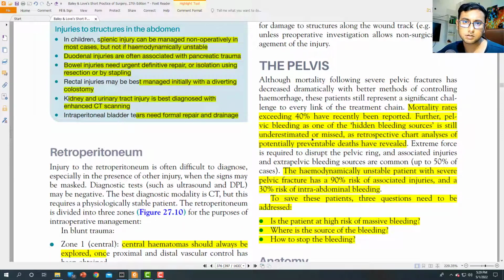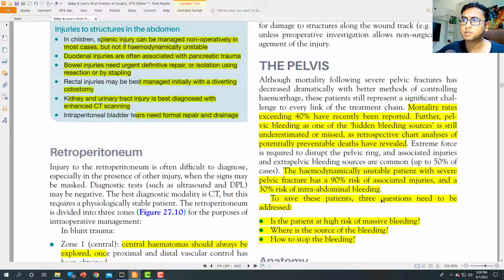Now the pelvis. Mortality rates exceeding 40% have recently been reported. Further, pelvic bleeding, one of the hidden bleeding sources, is still underestimated and missed. Retrospective chart analysis of potentially preventable deaths has verified this. A hemodynamically unstable patient with a severe pelvic fracture has a 90% risk of associated injuries, or 30% intra-abdominal bleeding. So it is a huge risk, a life-threatening condition.